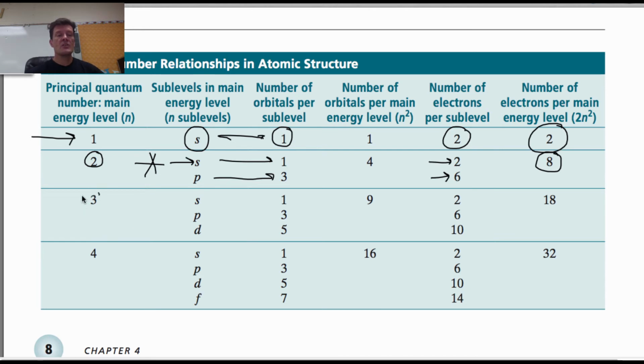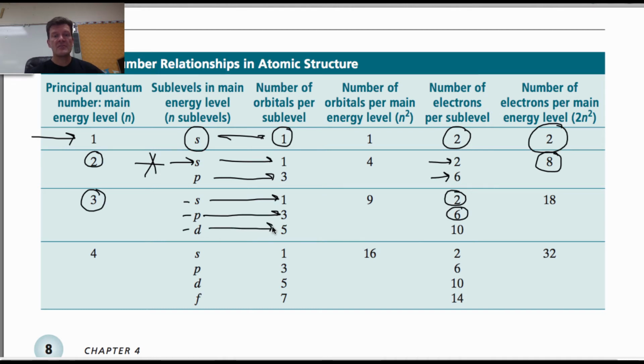When you get to the third energy level, you've got S, P, and D. There's one S orbital, one S region. That can hold a maximum of 2 electrons. You've got 3 different P orbitals. That's a total of 6 electrons, 2 in each.